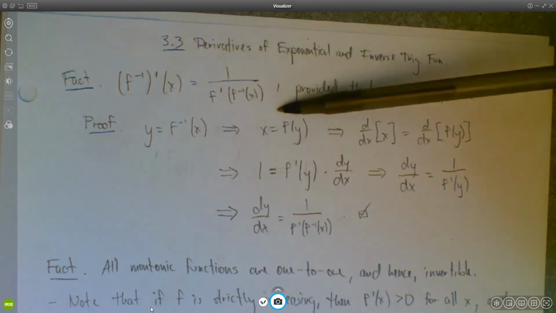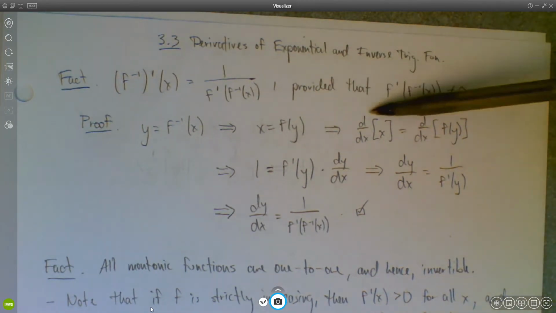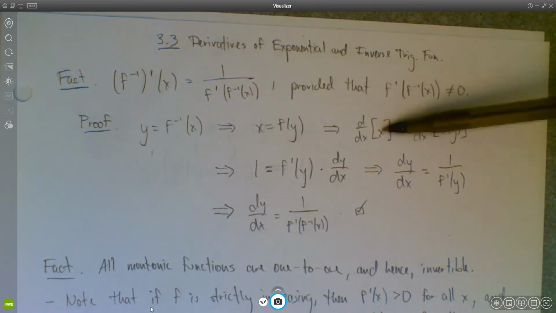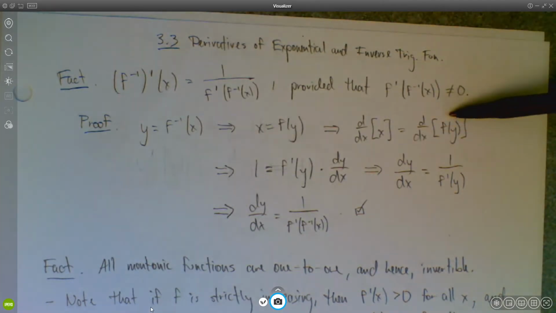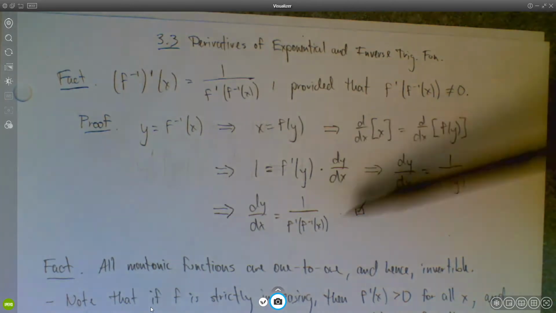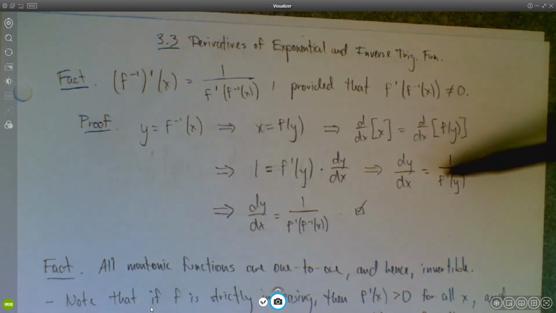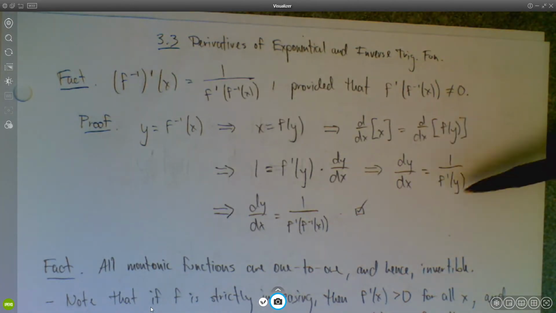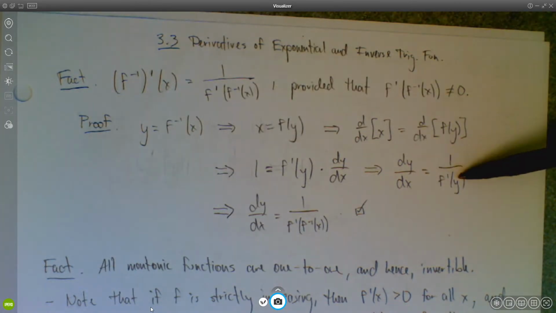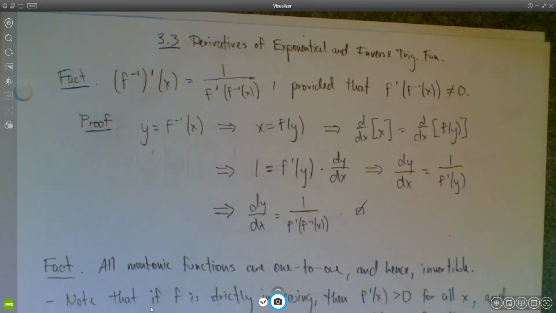And now you can differentiate this one with respect to x. Derivative of x is 1. Derivative of f of y is going to be chain rule, so it's going to be f prime of y times dy dx. And then solving for dy dx, you get 1 over f prime of y. What was y? Well, y was f inverse of x. So this is really 1 over f prime of f inverse of x. And that concludes the proof there. So that's one fact that's important.